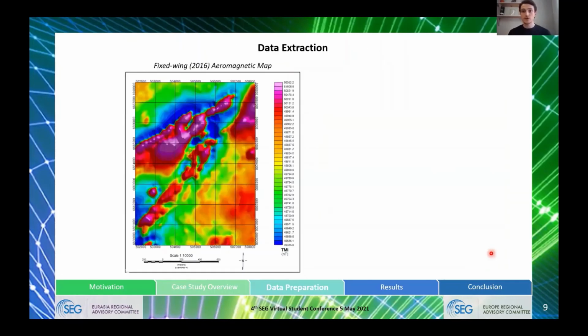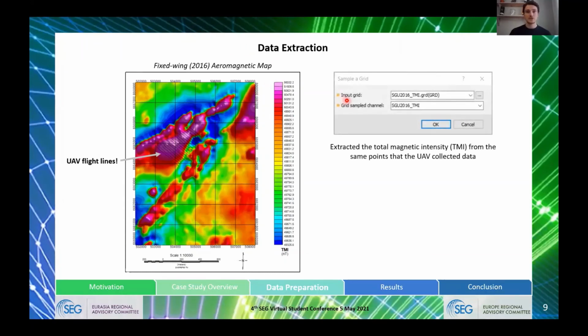With our goal to compare these different airborne magnetic methods, we first had to prepare the data. Our starting point was the UAV data set, where total magnetic intensity, the total field strength, was measured along these flight lines here. Then, using the exact coordinates of these sampling points, we extracted the total magnetic intensity from maps of the previous aeromagnetic surveys using the Sampler Grid tool in Oasis Montaj. This provided us with 4 co-located data sets of total magnetic intensity.